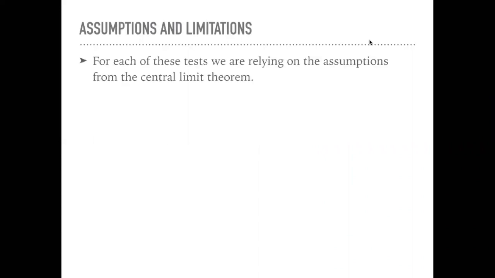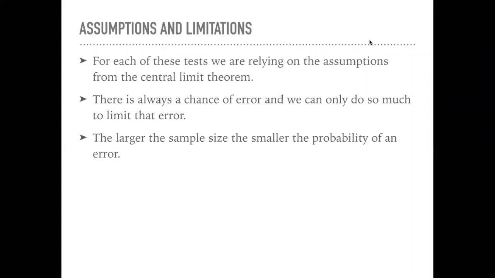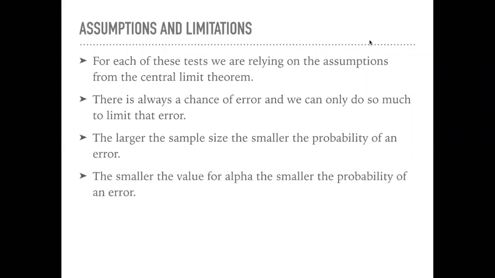Just one more thing before we finish the video, we need to talk about assumptions and limitations. What assumptions are we making? What limitations do we have when we're doing these tests? So for each one of these tests, we're relying on the assumptions from the central limit theorem. So we want to make sure that we're being aware that the assumptions of the central limit theorem have to be met in order for the test to hold. There's always a chance of error, and we can only do so much to limit that error. So the larger the sample, the smaller the probability of an error, and also the smaller the value for alpha, the smaller the probability of an error.